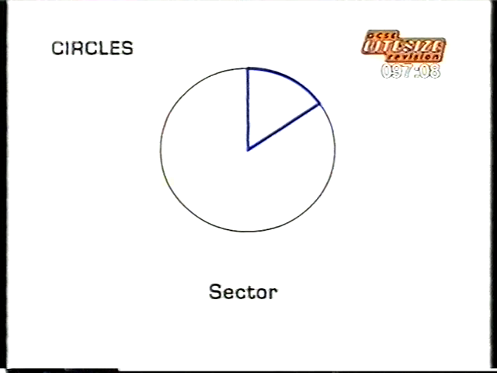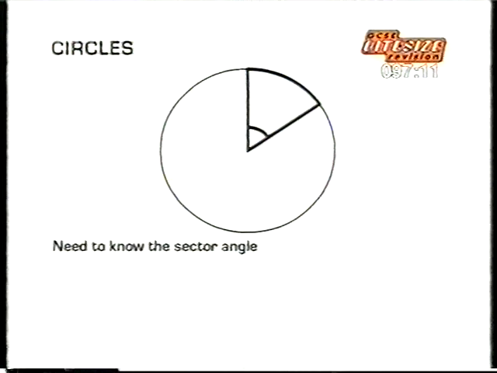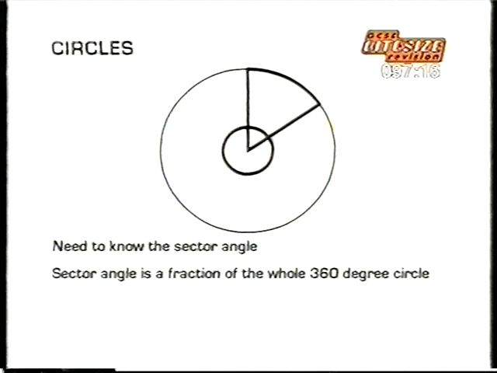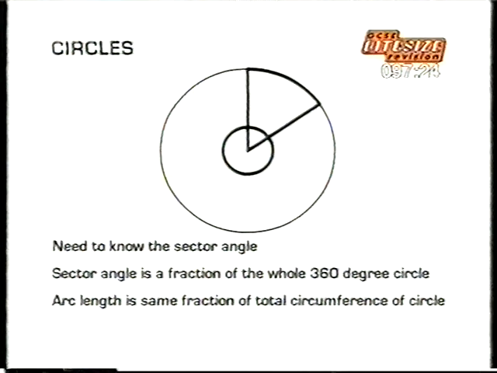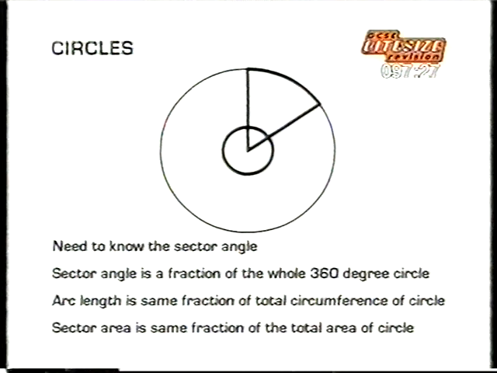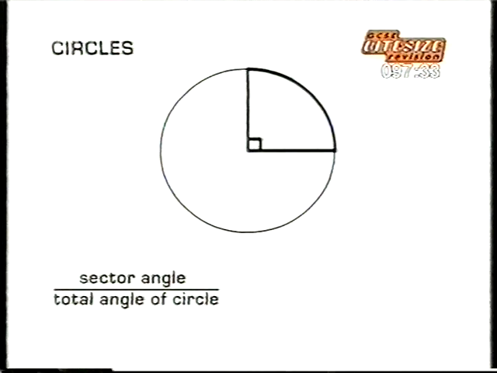To work out either of these, we need to know the sector angle that the arc or the sector contains. This angle is a fraction of the whole circle, which is 360 degrees, so we can work out the fraction of the circle we are dealing with. The arc length is the same fraction of the total circumference of the circle, and the area of the sector is the same fraction of the total area of the circle. For example, if the sector angle is 90 degrees, then the sector is 90 degrees out of a total of 360 degrees, that's a quarter of the circle. And the arc length will be a quarter of the total circumference of the circle, and the area of the sector will be a quarter of the area of the whole circle.